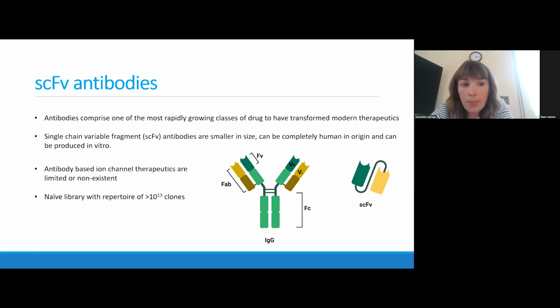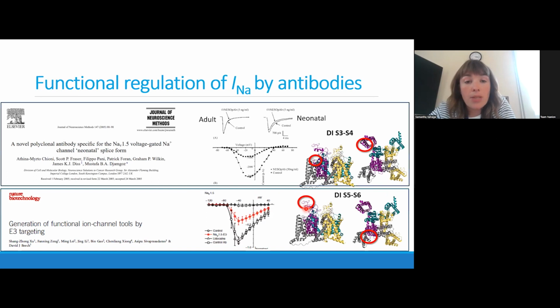Although antibodies have had success in cancer and autoimmune diseases, to our knowledge, they're very limited or non-existent as therapeutics for voltage-gated ion channels, in particular voltage-gated sodium channels. However, there are a number of antibodies in the literature that have been shown to have functional regulation, including against Nav1.5 or its neonatal splice variant.